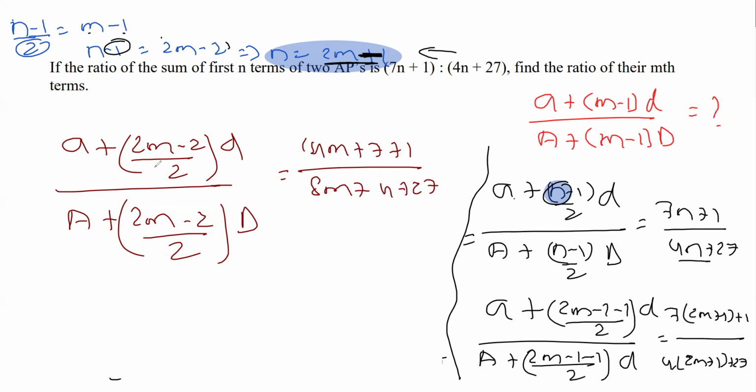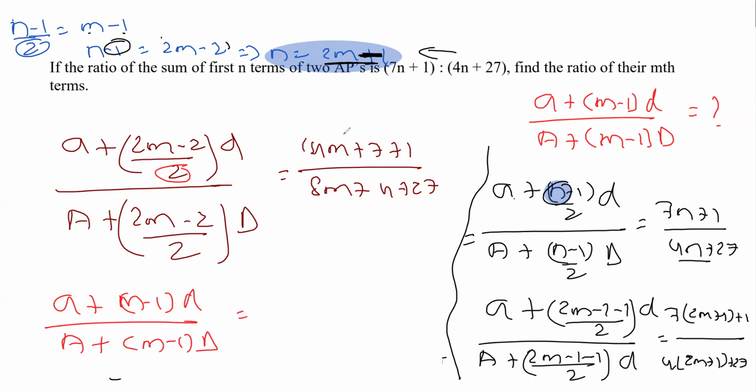Now in the last step, if you take 2 common from here and reduce by 2, what we are going to get is the final answer. That is A plus, taking 2 common from here and cutting by this 2, we are going to get m minus 1 times d. Below it is A. Same way, taking 2 common here, you get m minus 1 into d. This on simplifying is 4m plus 8, and this is 8m plus 31.